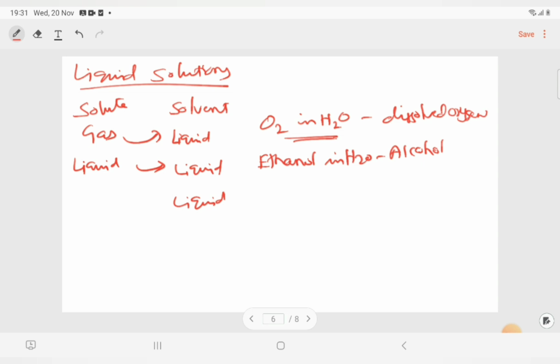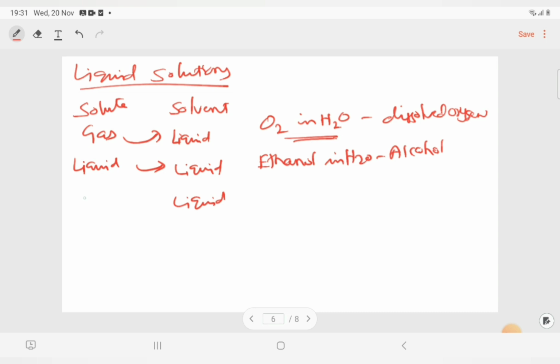Even sometimes I used to say funnily that whatever milk we buy from our milkman is also a best example for liquid in liquid solution, because our milkman mixes water with the milk, and eventually it becomes a homogeneous mixture, and you are unable to distinguish between the water and the milk. So that could also be an example.